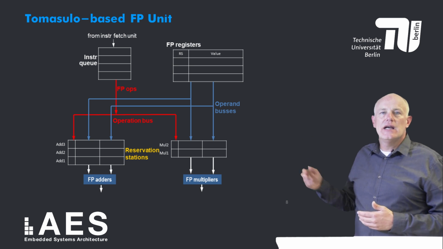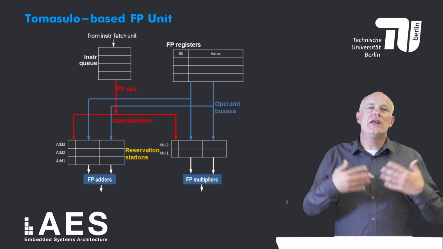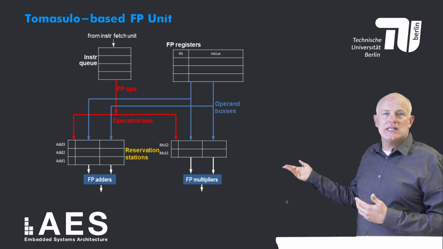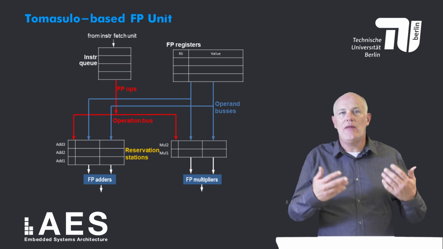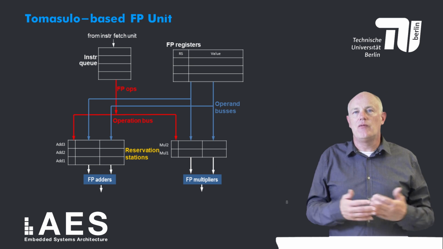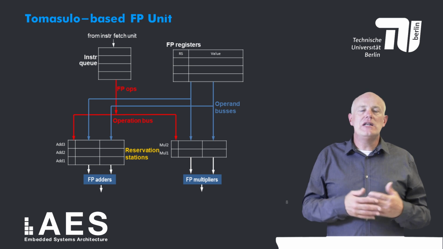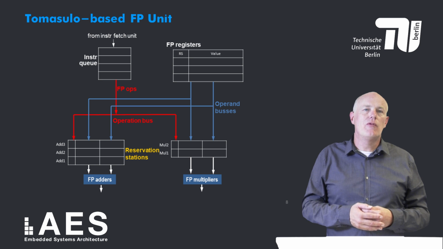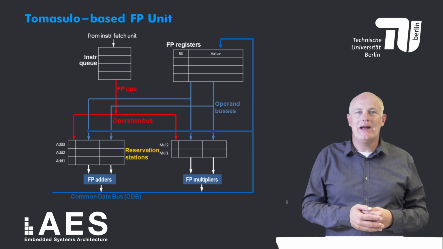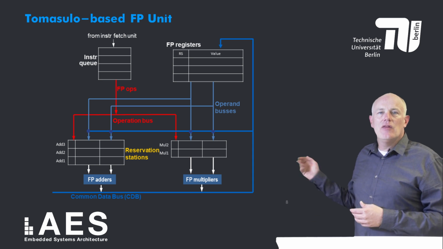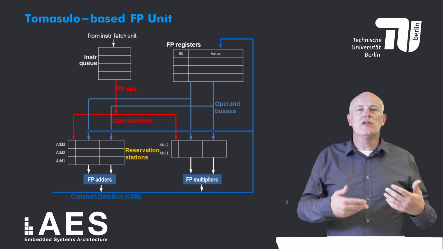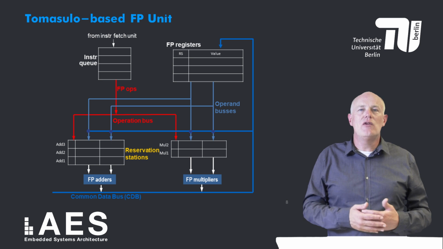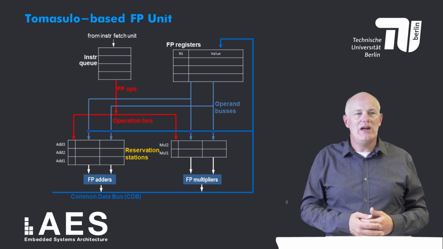In the next phase, the execute phase, the instruction is executed. In this example, the reservation stations add1 to add3 are connected to one or several floating point adders, and the reservation stations mul1 and mul2 are connected to one or more floating point multipliers. Finally, in the write result phase, the result is broadcast on the common data bus and written to every waiting reservation station as well as the register file.